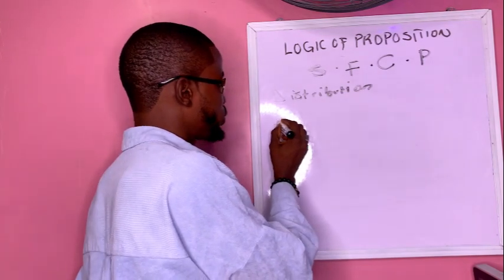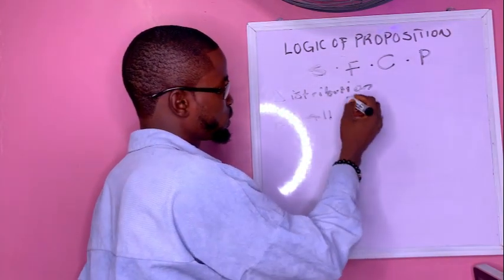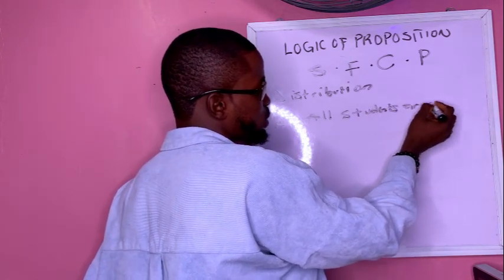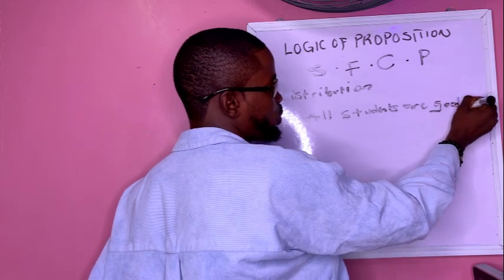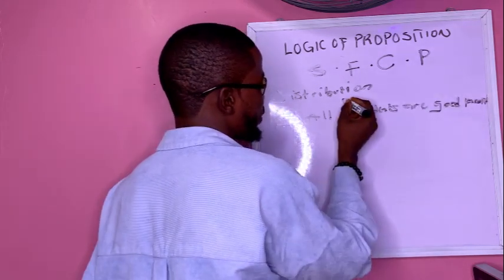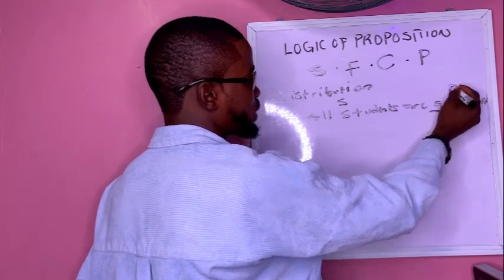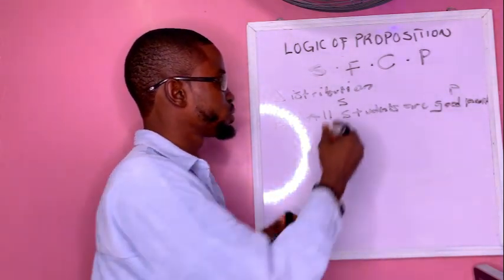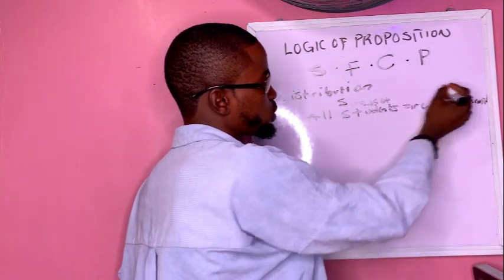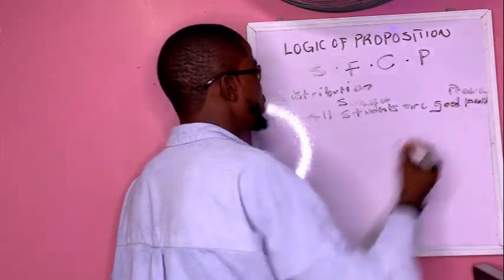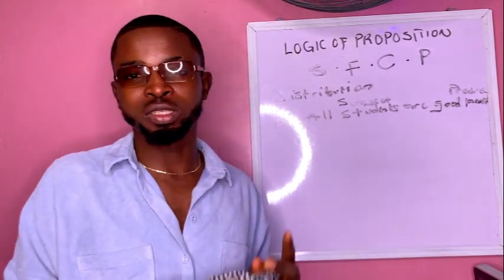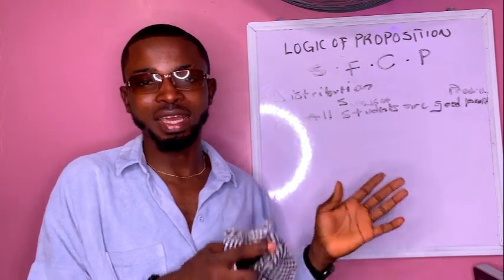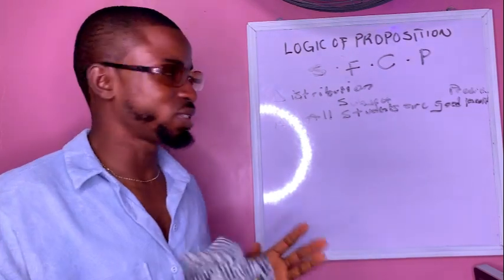So let's say we have a proposition: all students are good people. So we have our subject term and we have our what? Predicate term. So distribution is saying that a term is distributed if the proposition makes reference to all members designated by the term, all members of the class designated by the term.